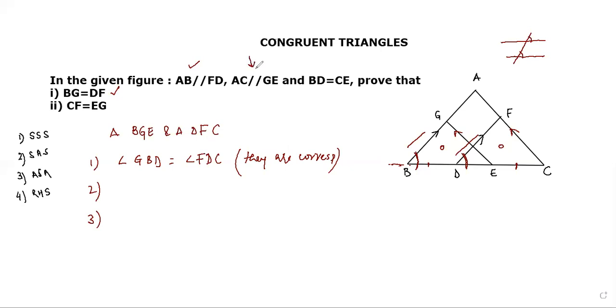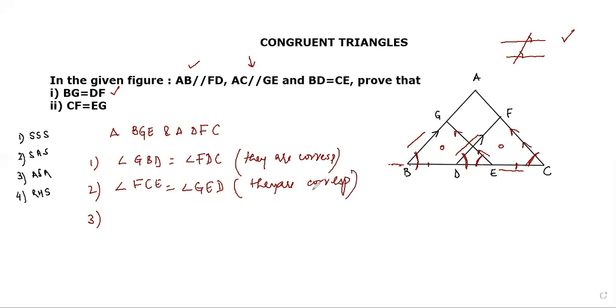Second, it says that AC is parallel to GE. The other two lines are also parallel. I am sure you can now easily tell me that since this line is a transversal line cutting these two parallel lines, this angle is equal to this angle, again because they are corresponding angles, right? Your understanding of the parallel lines and the transversal line and the angles formed should be very good. So I can very clearly say that angle FCE is equal to angle GED. And the reason is that they are corresponding angles.